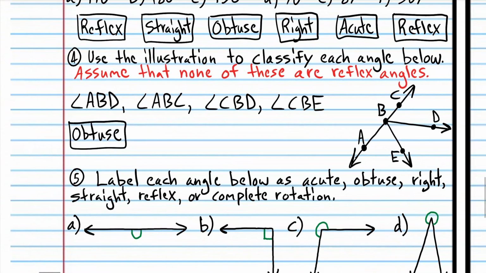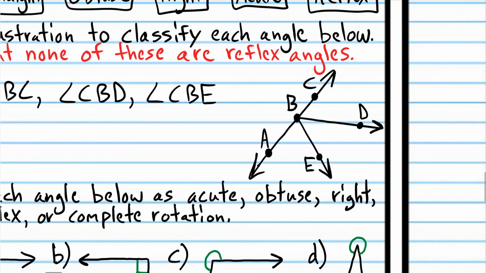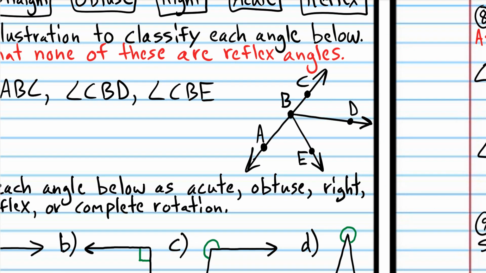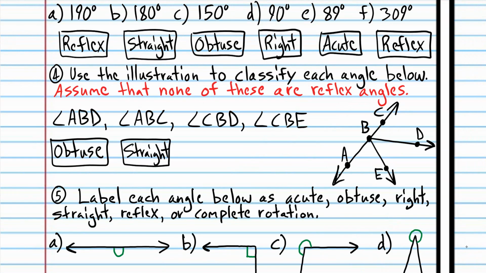All right, so let's try the next problem here. It says, classify angle ABC. So let's look at angle ABC. Well, you can see that makes a straight line. And the degree measure is 180. If you were to measure the degree, that's 180 degrees. So that is a straight angle. All right, now let's move to angle CBD.